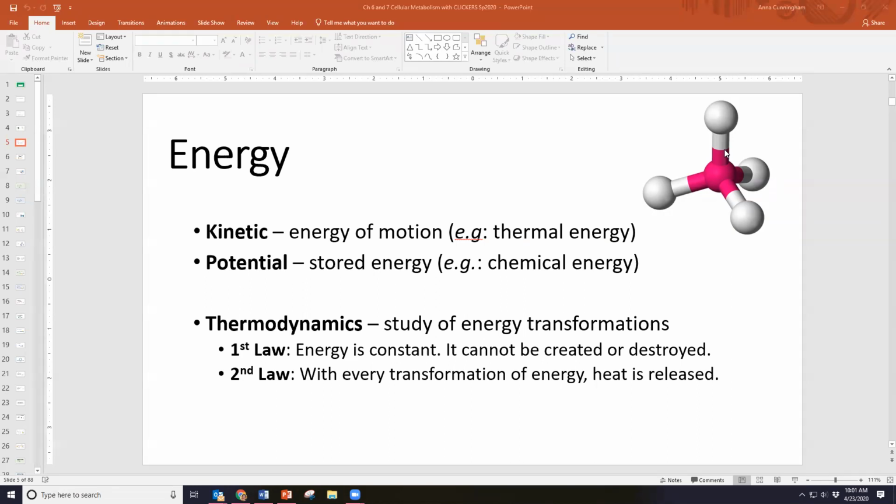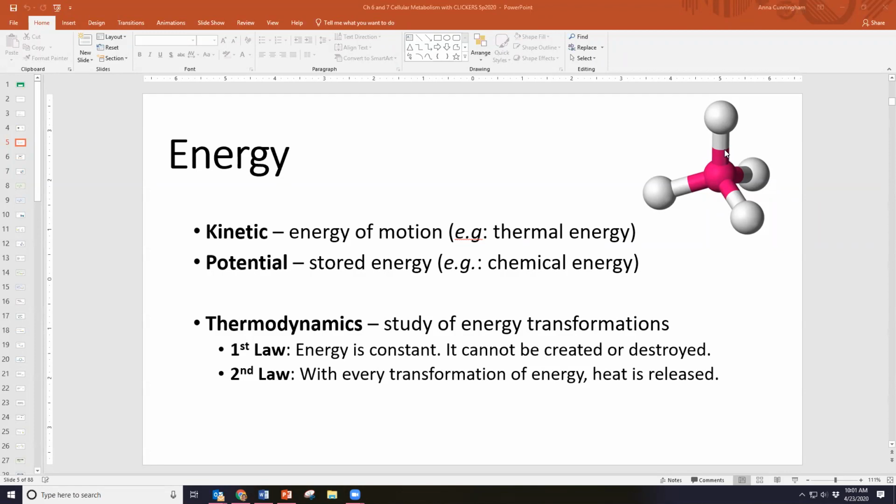There are two laws here that we will be working within. The first law of thermodynamics says that energy is constant. It cannot be created or destroyed. And this is very important, and I'm really bad at this, so correct me in the chat box when I do this, because I will do this.